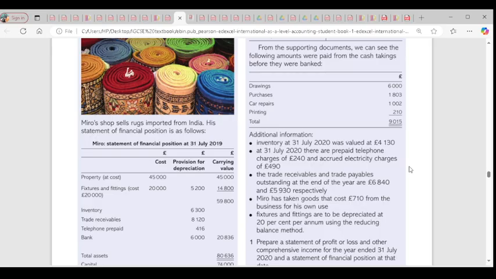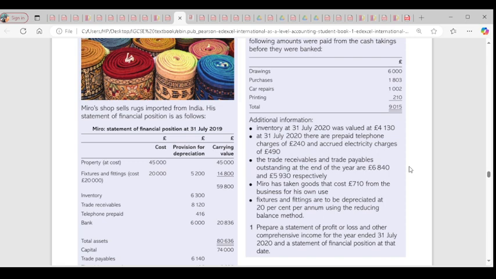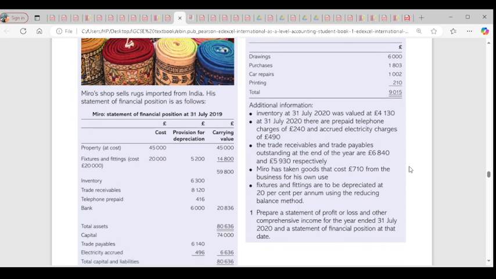Then Miro has taken goods that cost 710 from the business for its own use. That is drawings. Then we have fixtures and fittings that are to be depreciated at 20% per annum using the reducing balance method. That will be done with 20% of fixtures and fittings. We're going to use the carrying value, not the cost. Carrying value is cost minus the provision for depreciation. So when you are calculating depreciation, you use the carrying value.